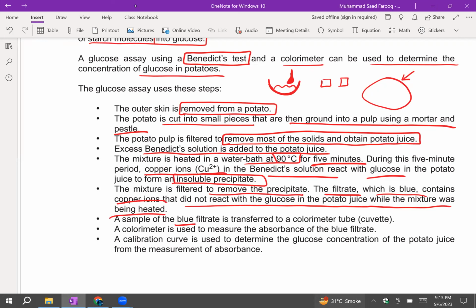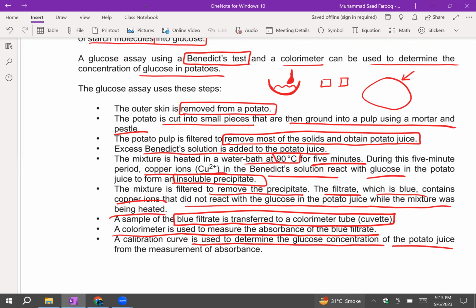A sample of blue filtrate is transferred to a calorimeter cuvette, and a calorimeter is used to measure the absorbance of the blue filtrate. A calibration curve is used to determine the glucose concentration of the potato juice from the measurement in the absorbance.